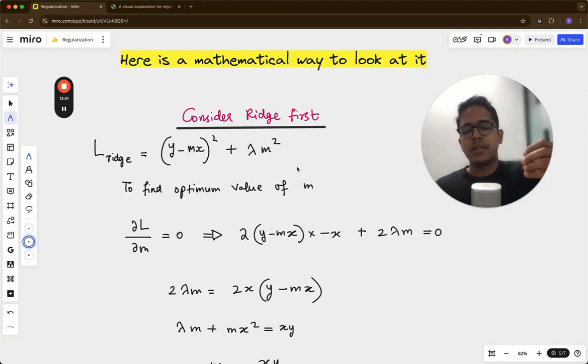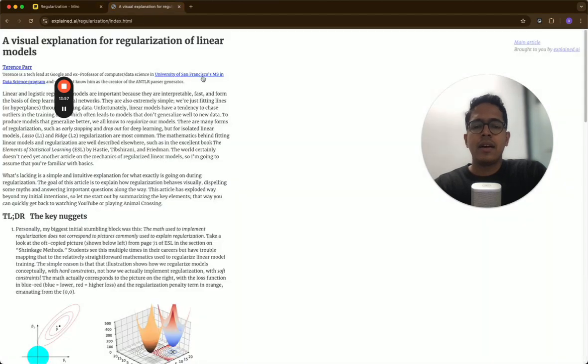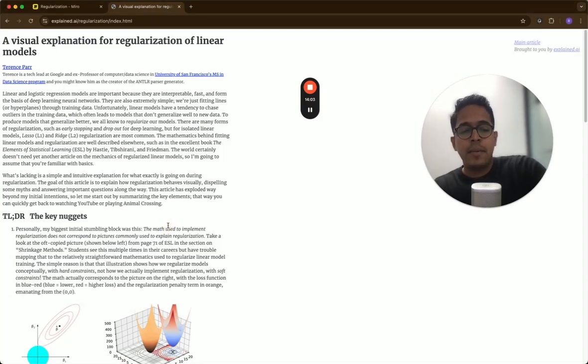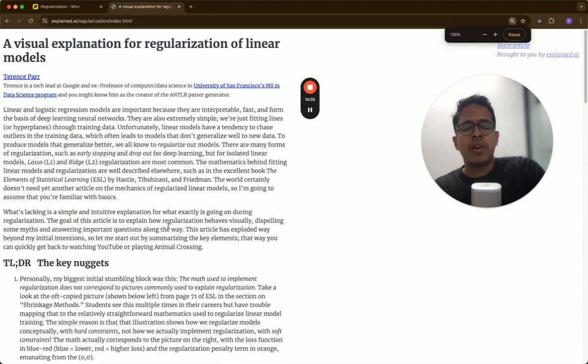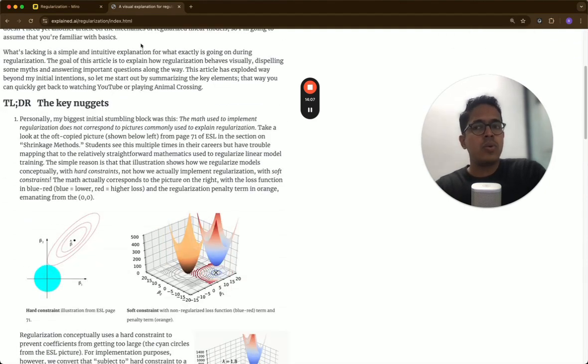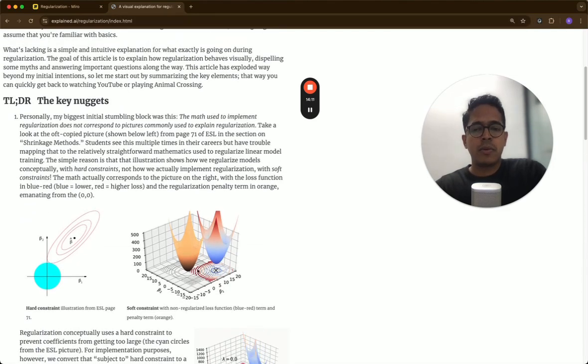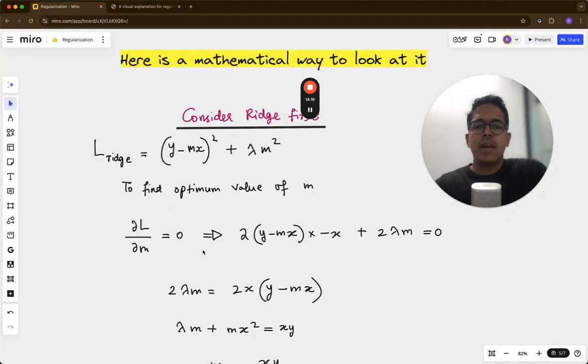Both of these approaches I have borrowed from some of the blog articles which I read. And one of the articles is this from the website called explained.ai. I will really be failing in my duties to teach you regularization in a really good way if I don't talk about this article, or if I don't show some of the items that are presented in this article. So I'll be doing that also.